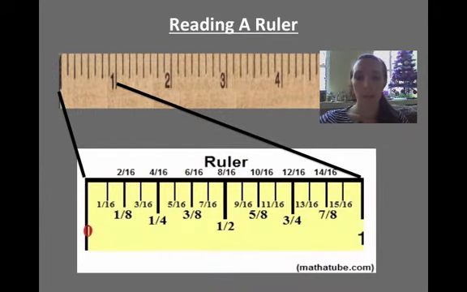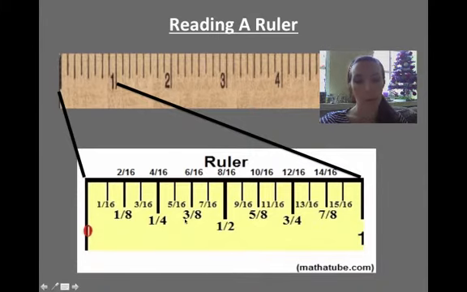Alright, so just really quick about reading a ruler. A lot of times on rulers you have the inches, the inch marks. So if something goes past the 1, we know that it's at least 1 inch long. But within the inches, they're also split down smaller than that. There's no real unit of measurement that's smaller than an inch as far as the United States system of measuring goes. So we have to break it down into fractions.